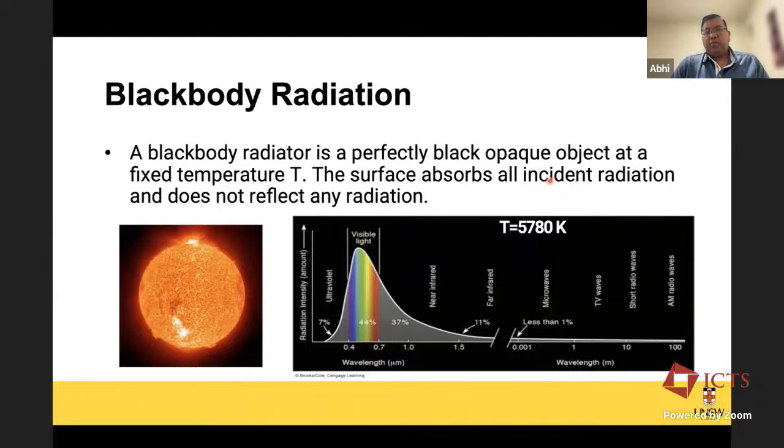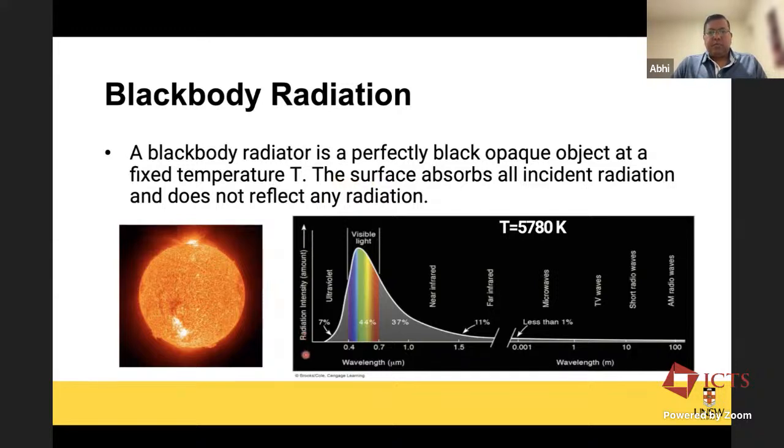Moving on to the concepts of black body radiation. The sun shown here is a perfect black body because it's a perfectly black, opaque object at a fixed temperature. It basically absorbs all the incident radiation and does not reflect any radiation. So everything is absorbed and then later emitted.